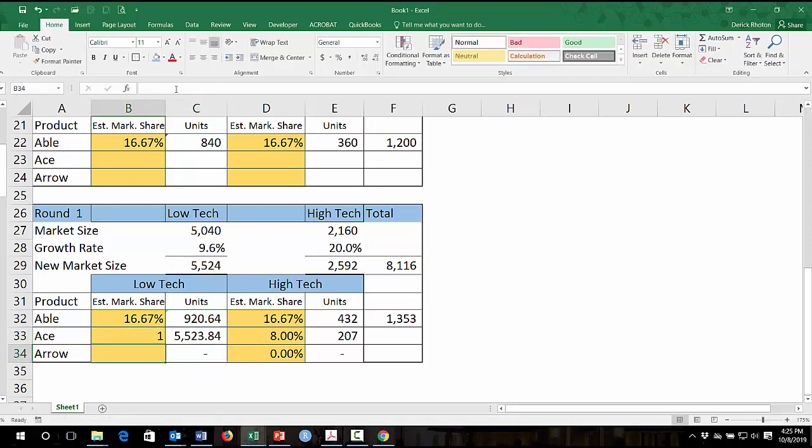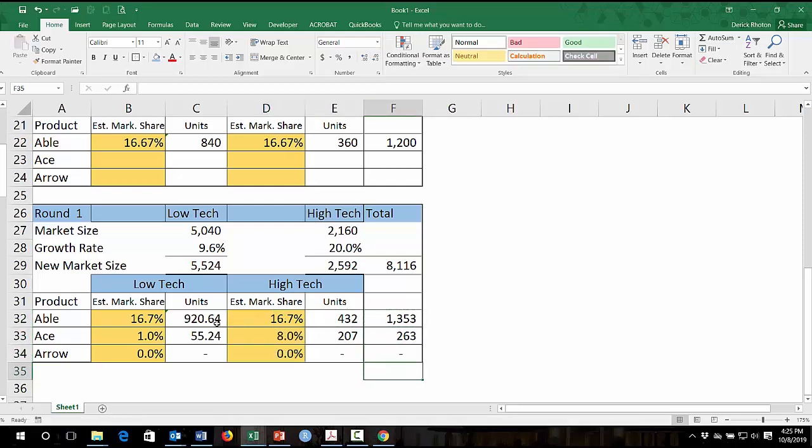And maybe Ace will get like 1% of low tech. Ooh, let's see what's going on here. That wasn't the right one. Oh yeah, not 100. Let me copy this down so that I get my formatting right. Zero here. Okay, so now I have a template set up to where if I decide to just type in a number, an estimated market share, I'll be able to come up with an actual sales forecast.